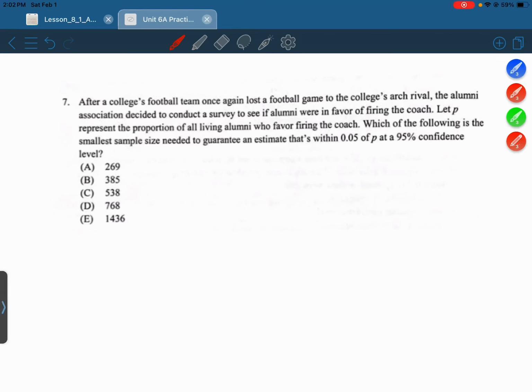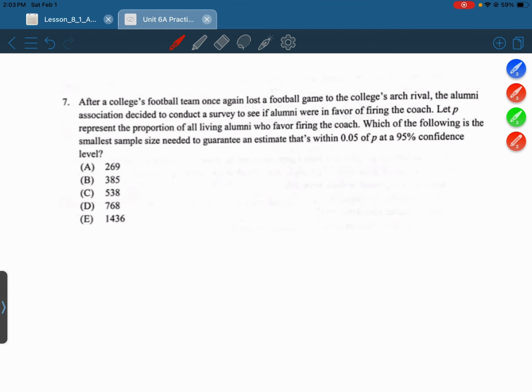Question 7. After a college's football team once again lost a football game to the arch rival, the Alumni Association decided to conduct a survey to see if alumni were in favor of firing the coach. Let P represent the proportion of all living alumni who favor firing the coach. Which of the following is the smallest sample size needed to guarantee an estimate that's within 0.05 of P at a 95% confidence level?